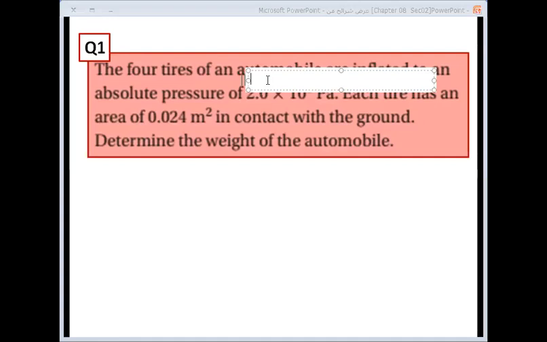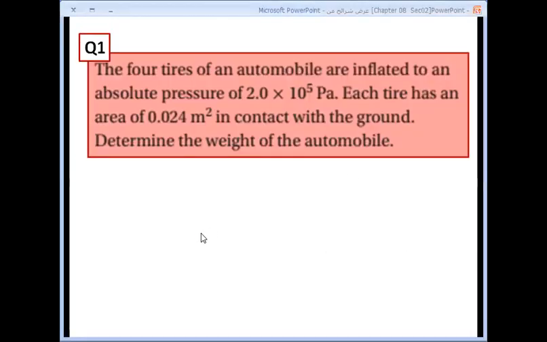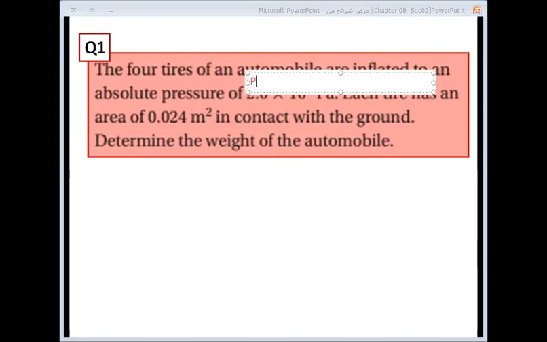Amir, it's written beside it. Sir, I can't see you. There it is. The pressure. So this is the pressure, and this is the pressure P. P equals that. Well, okay.